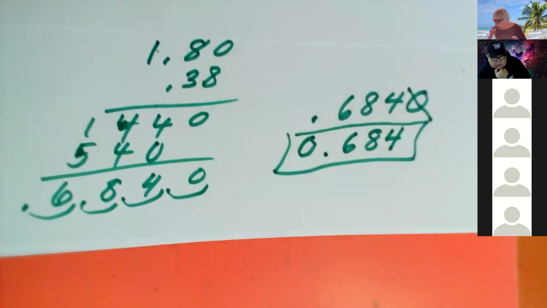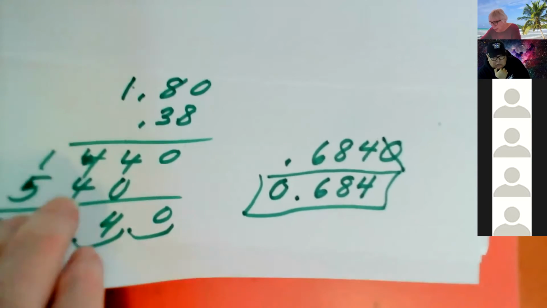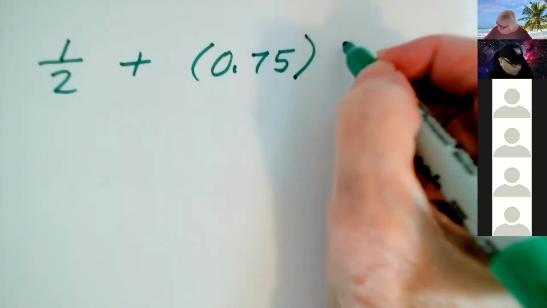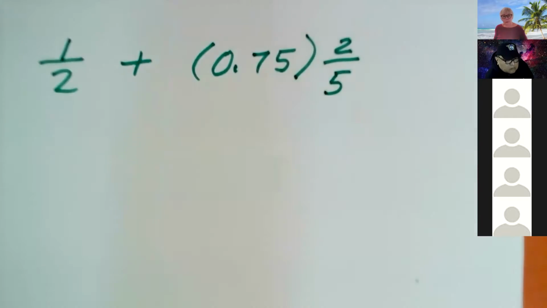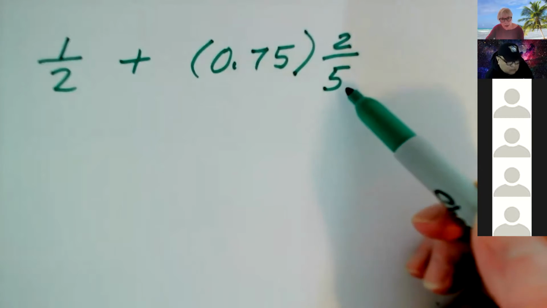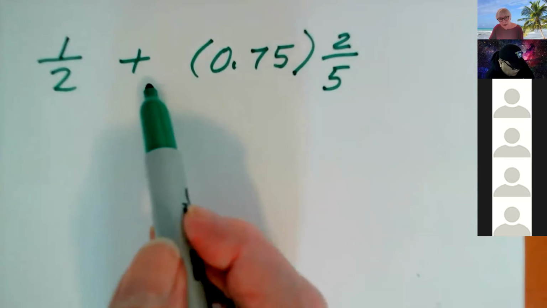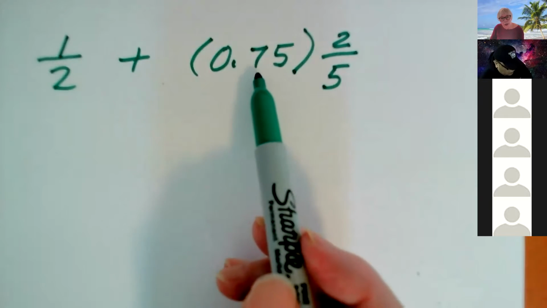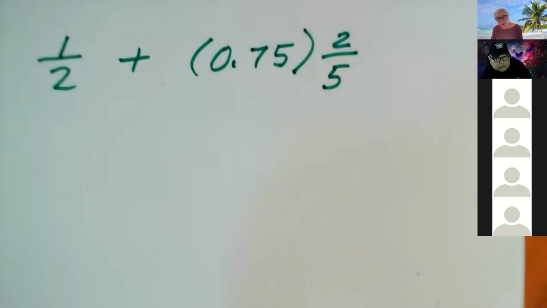What you really need to do is get it all as fractions or get it all as decimals. And sometimes one choice is easier than the other. So let me try this one more. So this is 0.75, this is 2/5. Those two are multiplied. This is adding a half. Sometimes certain things go easily one way or the other.